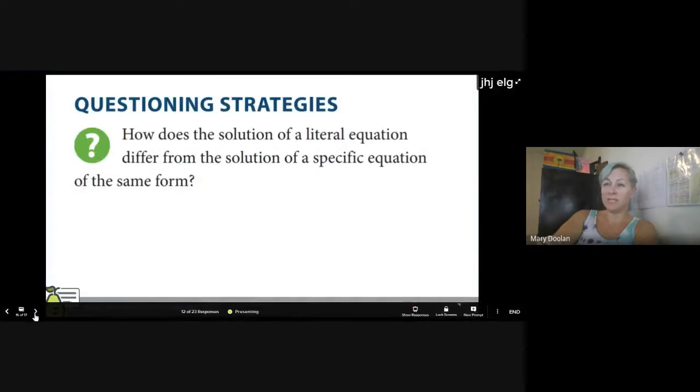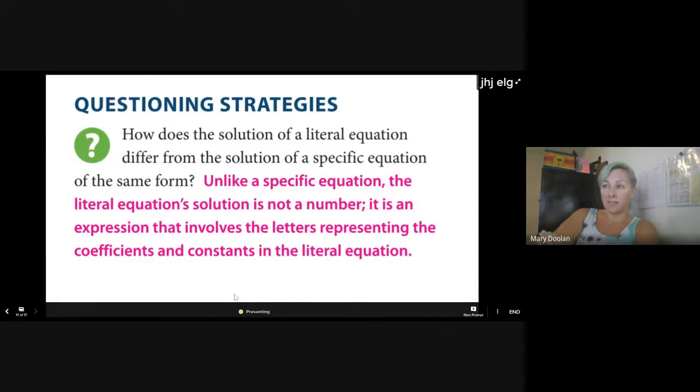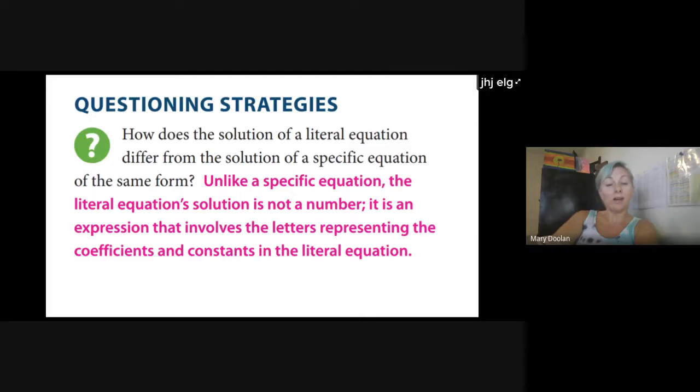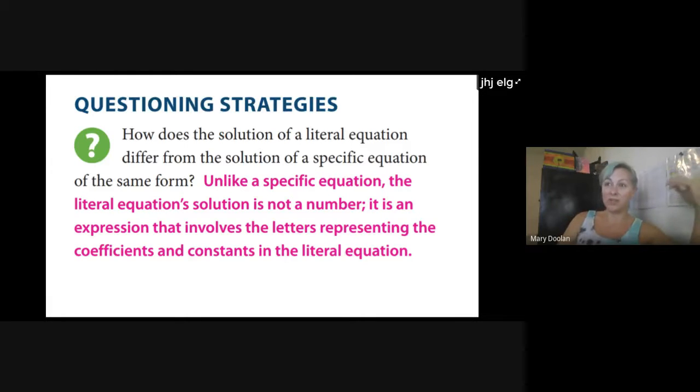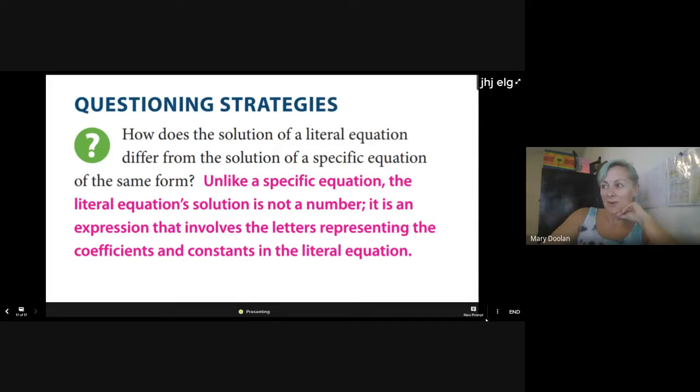Okay, so you guys are coming up with some stuff. Here's a possible answer. Unlike a specific equation, the literal equation solution is not a number. Okay, it's an expression made up of the letters that are involved in that equation, representing the coefficients and constants in the literal equation. So one of them, your answer is a number. The other one, your answer is an expression with variables. Okay. That is the end of our lesson.